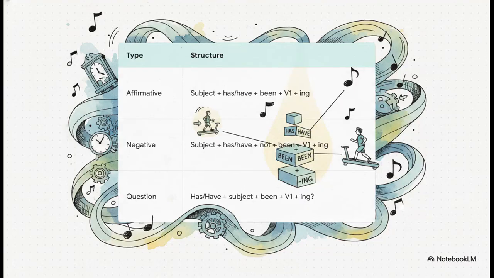So the structure here is basically a mashup of things we've already seen. It grabs has or have from the perfect tense, throws in the word been, and then finishes it off with that ing verb we know from the continuous tense. It's like a greatest hits album of grammar, all mixed into one super useful formula.